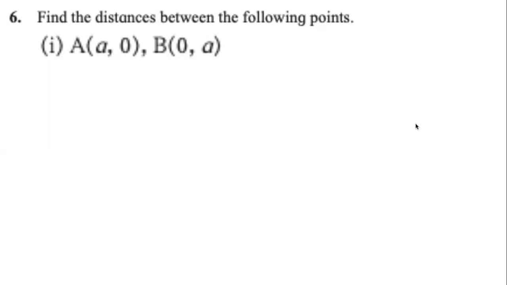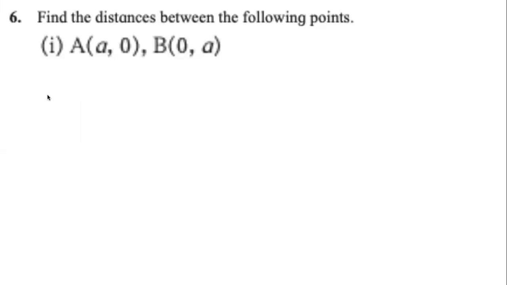It says find the distances between the following points. So in question number 6, there are 3 sets of points. And it's a combination of arithmetic, algebra, and geometry. The points are A comma 0, and B, 0 comma A. We have to find the distance between them. So all we need to do is use the distance formula, substitute the values, and find the distance. I'm going to start the answer. You will complete it, and you will tell the answer in the chat.